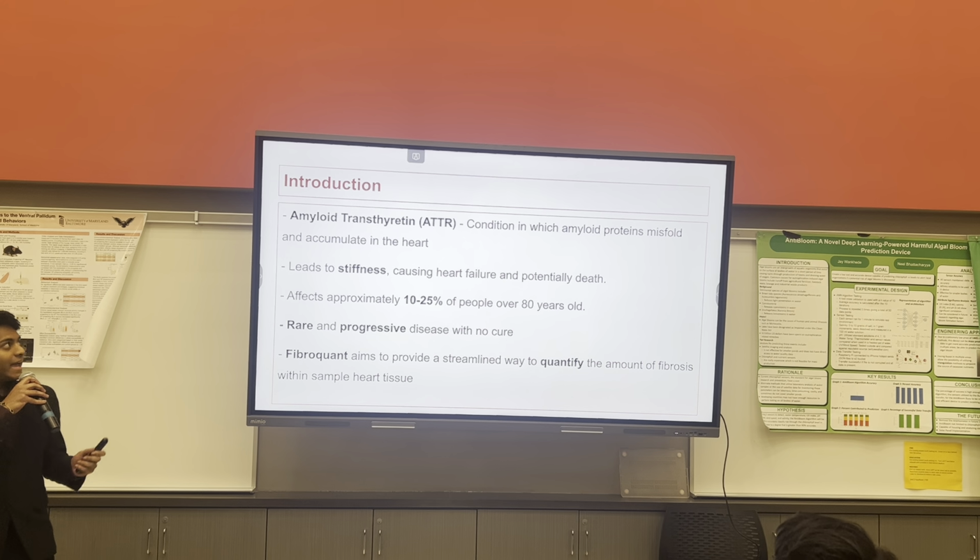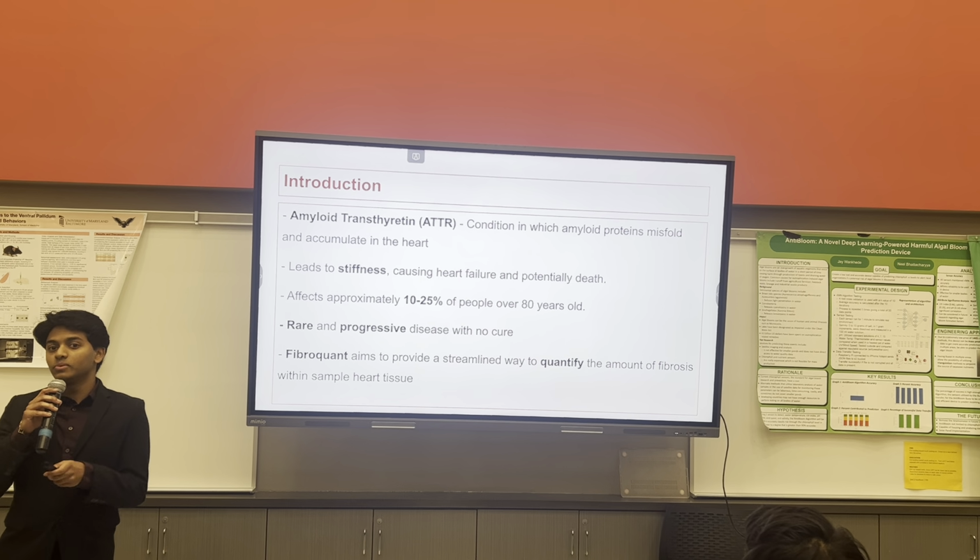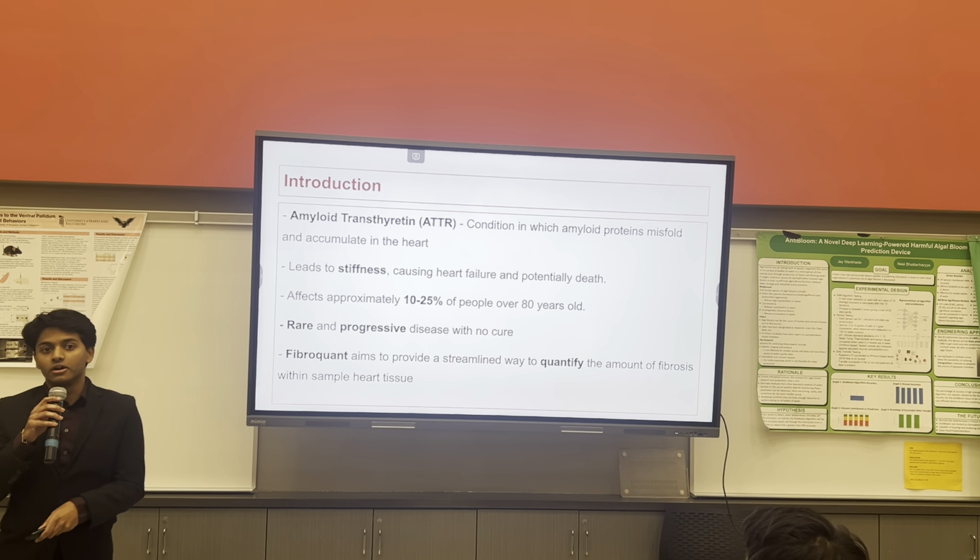To start off, amyloid transthyretin is a disease in which amyloid proteins accumulate within the heart. It leads to stiffness and can even cause death through heart failure. We see that this is common in people over 80 years old, with 10 to 25% of people having this condition. It's rare and progressive, with no cure currently found. So with Fibroquant, we aim to provide a streamlined way to quantify the amount of fibrosis within the sample.